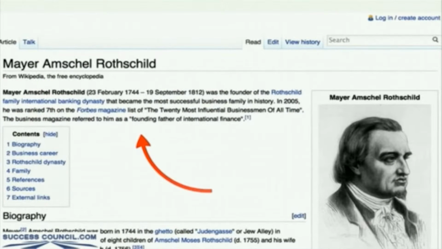Wikipedia offers this. Mayer Amschel Rothschild was the founder of the Rothschild Family International Banking Dynasty that became the most successful family business in history. In 2005, he was ranked 7th on the Forbes magazine list of the 20 most influential businessmen of all time. The business magazine referred to him as the founding father of international finance.